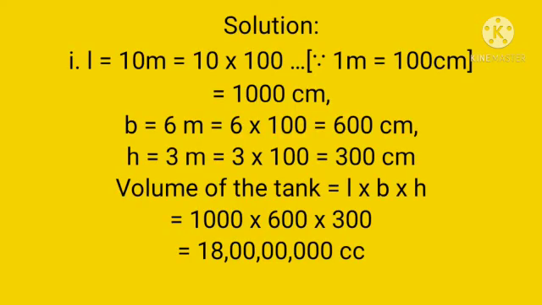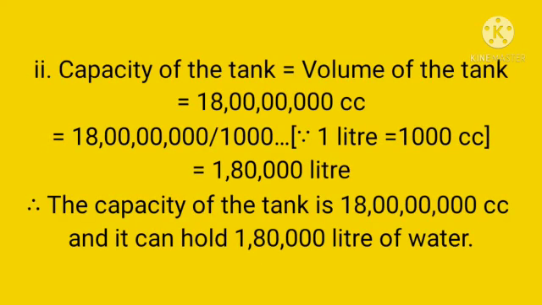Solution: volume of the tank is equal to length multiplied by breadth multiplied by height. Let us substitute their values. Therefore, volume of the tank is equal to 1000 multiplied by 600 multiplied by 300, which is equal to 18 crore cubic centimeter. Capacity of the tank is equal to volume of the tank, which is equal to 18 crore cubic centimeter.